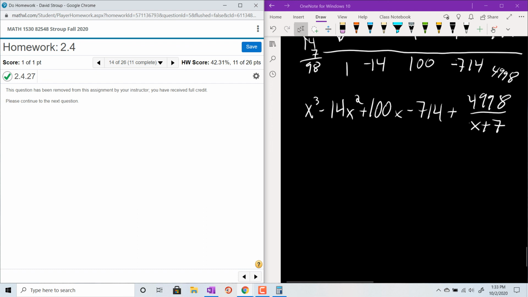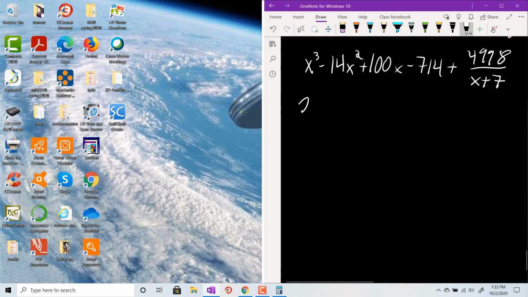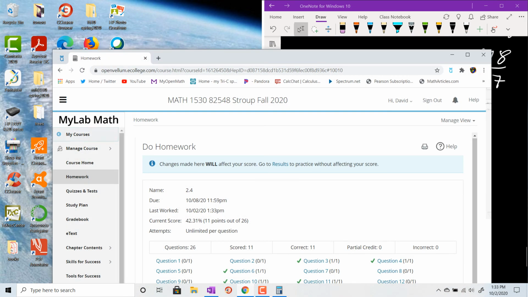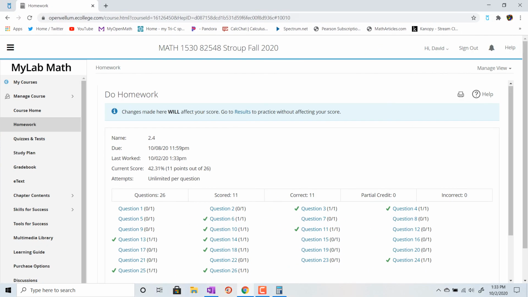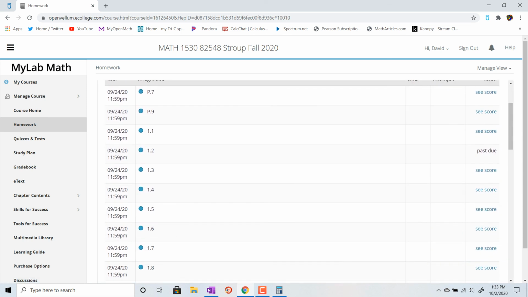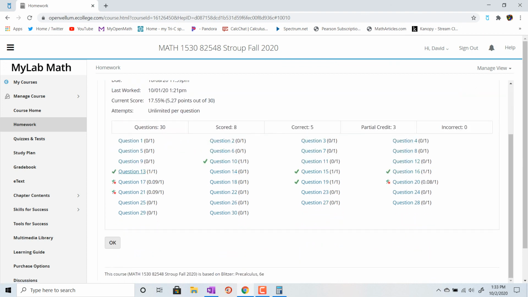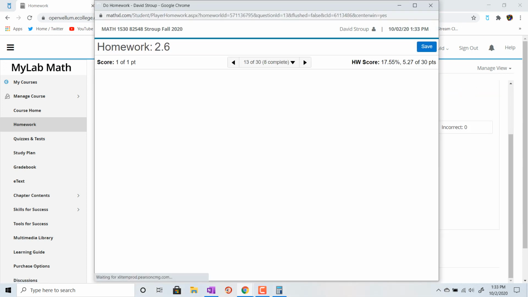Let's see what else we got. I'm not going to put in 2.5. We're just going to skip to 2.6, and that's all about graphing rational functions. So for 2.6, I'm thinking of questions similar to 57 to 79 odd. Okay, and let's take a look. So homework. I'm going to go homework. So 2.6, and we'll try 13, see where that leads us.